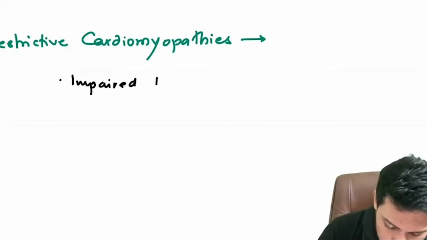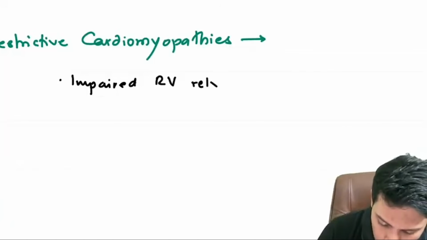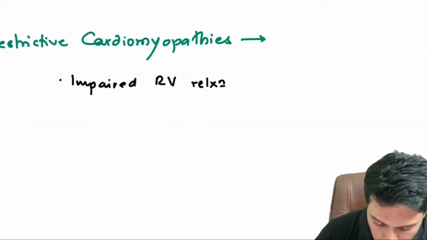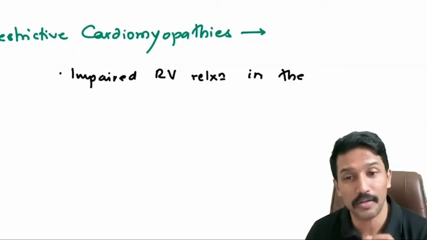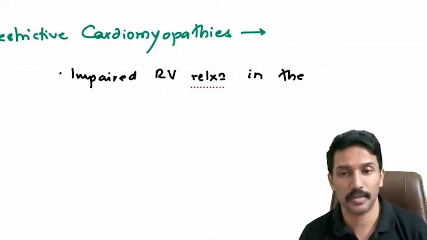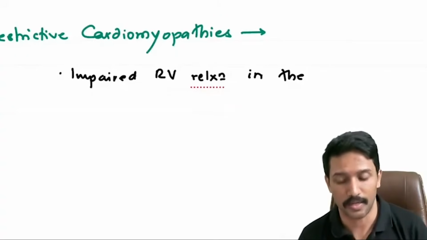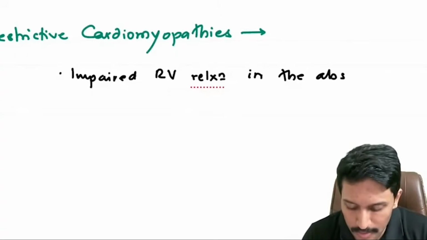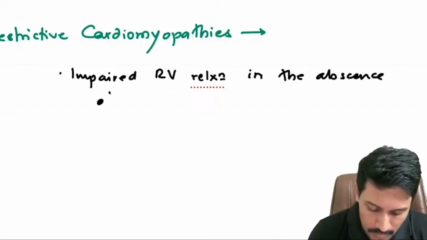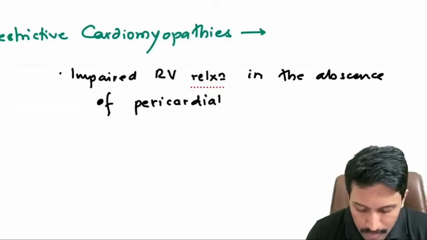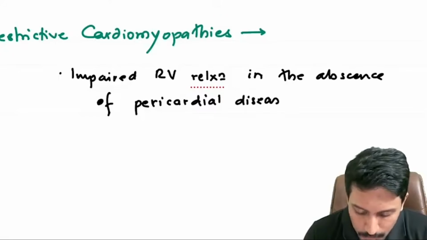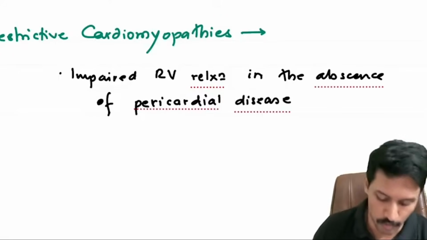So impaired right ventricular relaxation in the absence of pericardial disease. Usually what stops the right ventricle from relaxing during isovolumetric relaxation is the pericardium, that is constrictive pericarditis. If the pericardium is stopping the right ventricle from relaxing, then it is constrictive pericarditis. It's not restrictive cardiomyopathy, right?